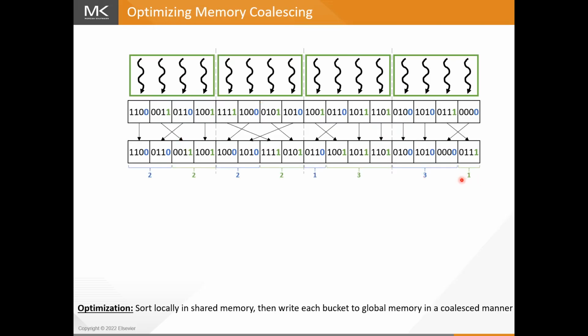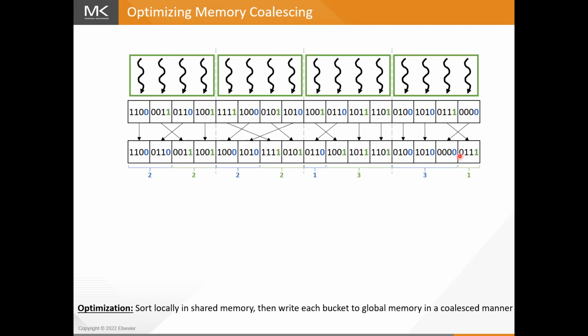The way that I want to order these buckets is I want to put this bucket first, and then this one, and then this one, and then this one. And then this one, and then this one, and then this one, and then this one, correct?